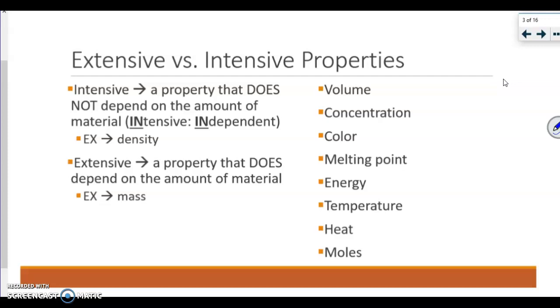Using these two definitions, please pause the video and try to identify if the following properties on the right are extensive or intensive.